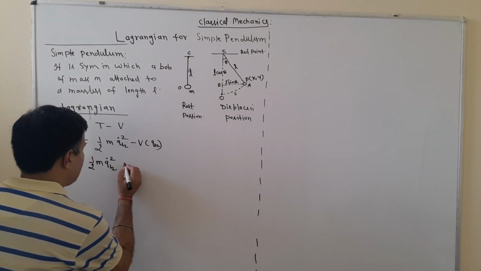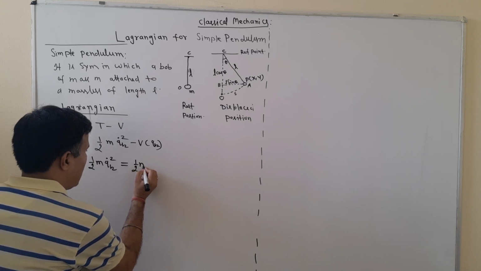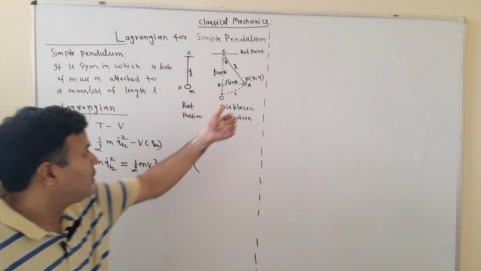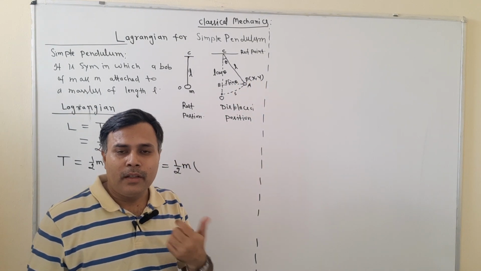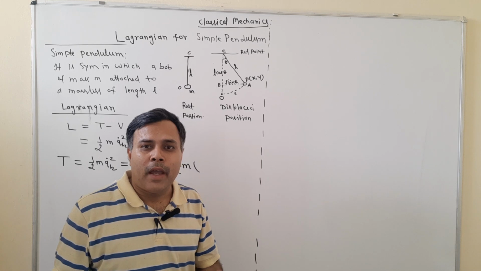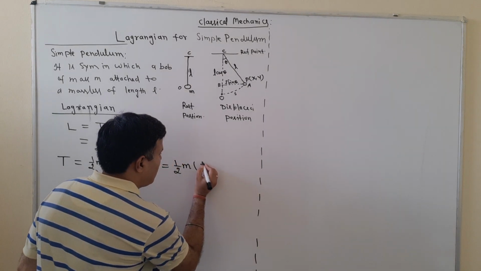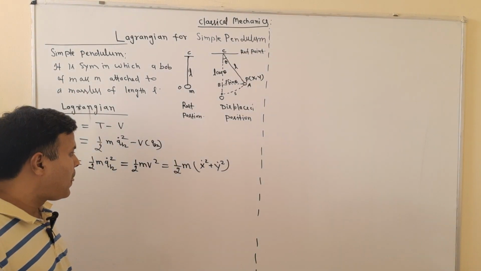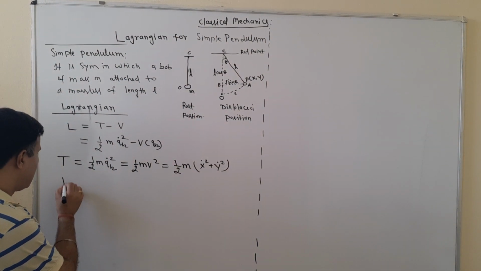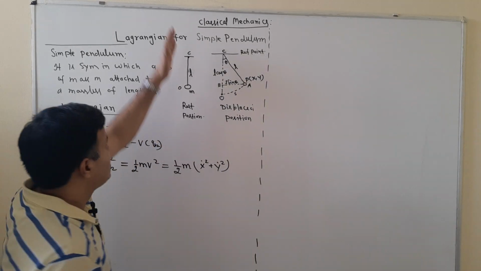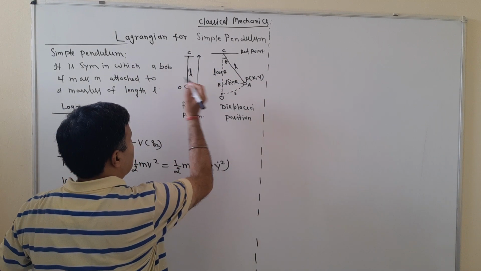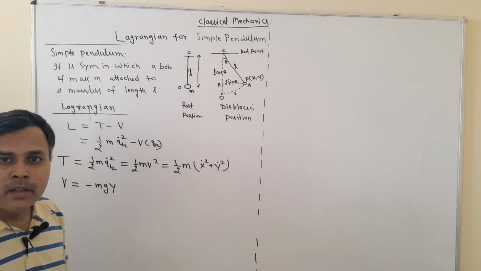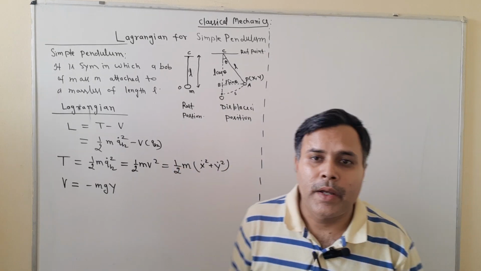So this is half m qk dot square, or half m v square. What is v? We have two different kinds of qk, x and y, so the corresponding velocities are x dot and y dot. So x dot square plus y dot square. This is the expression of kinetic energy. And what is potential energy? Potential energy is simply, if this distance is y, minus mgy. So potential defines the system.